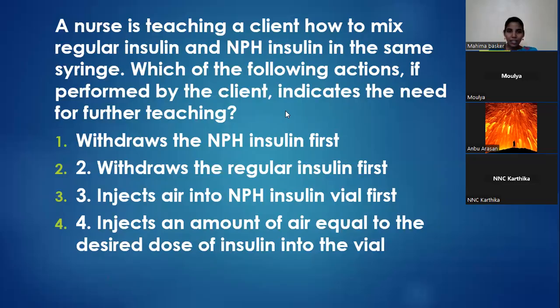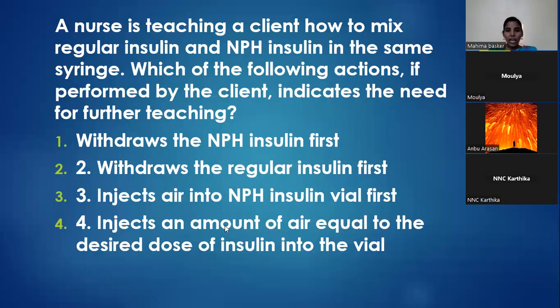Okay, somebody answer at last. Just remember, NPH is cloudy and regular insulin is clear. Take the insulin syringe and push the air first into the NPH. Inject the air into the NPH first, then inject the air into the regular insulin. As you inject the air, tilt it up and down and withdraw the regular insulin, that is the clear one. Then withdraw the NPH insulin second. That will be correct.